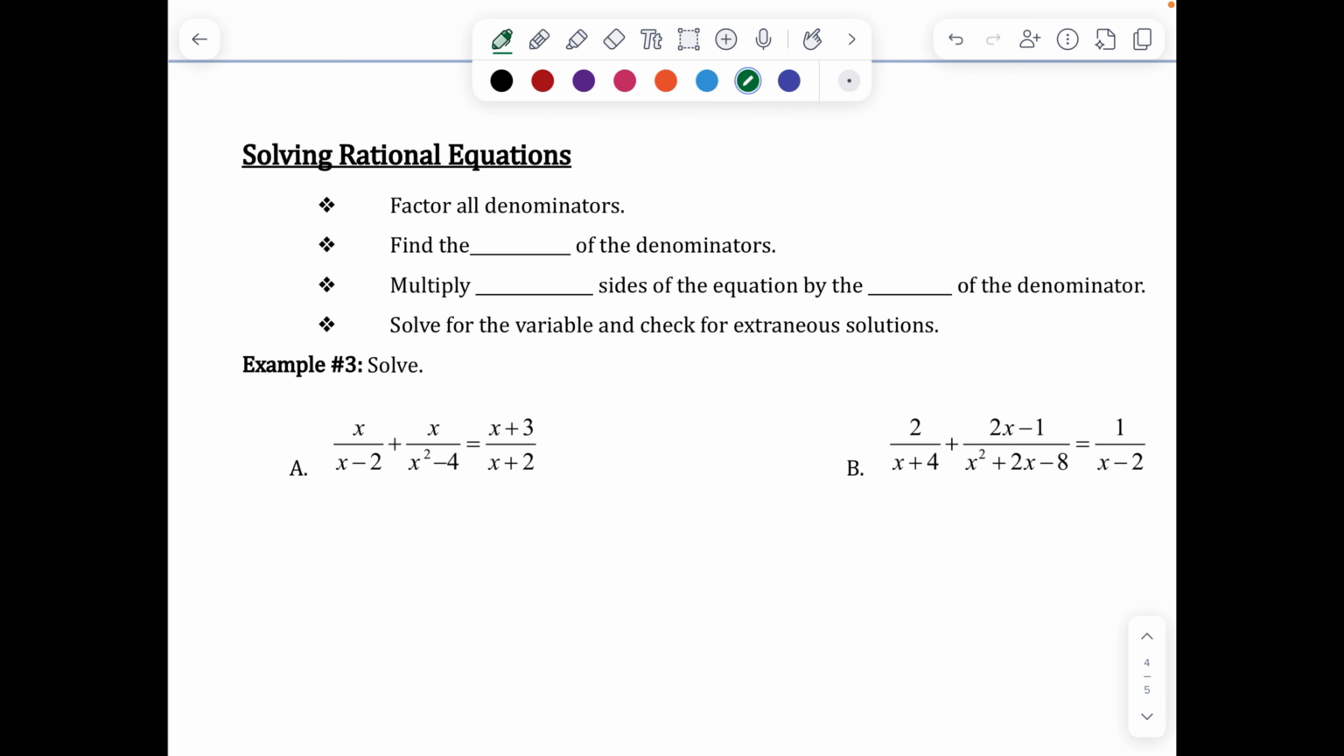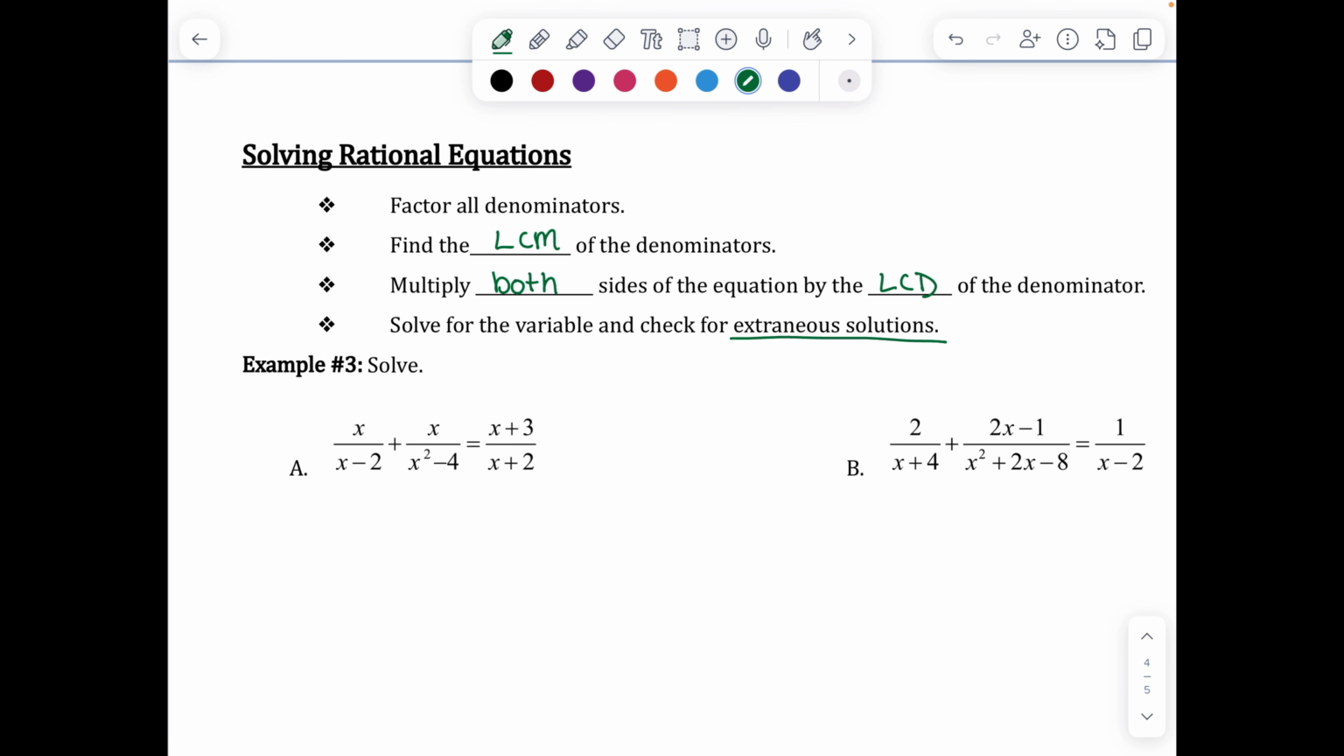So here we want to go ahead and solve rational equations. So our first step is going to be to factor all our denominators. Then we want to find the LCM of each of the denominators. Then we're going to go ahead and multiply both sides of the equation by the LCD. This is going to be so we can clear our fraction out. We don't want to have our fractions anymore. Then we're going to go ahead and just solve for the variable and check for the extraneous solutions.